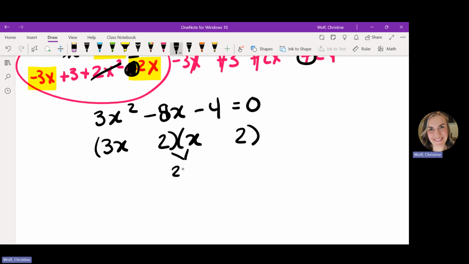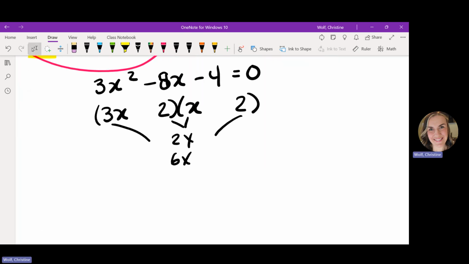When I check, I get 2x. When I check, I get 6x. This looks promising. Can I make a 2x and a 6x into a negative 8x? Yes, I can, if I make them both negative. And so many of you would just call it a day and think you got it. What's the problem?